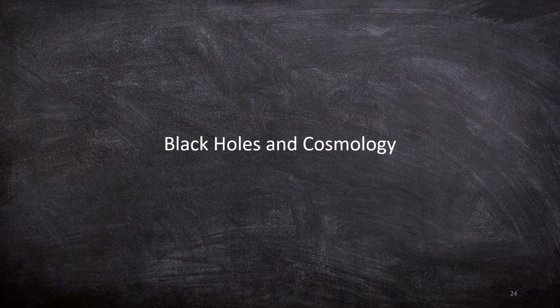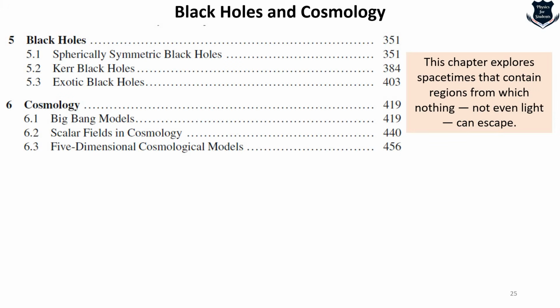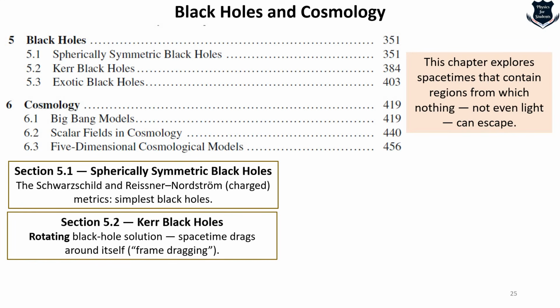Then the book comes into the general part, black holes and cosmology. This is the content of the book. So here we learn first about Schwarzschild spherically symmetric black holes. Then we go to the Kerr black holes. As I told you, you can see Kerr black holes on page number 384, because it includes space-time dragging, rotation, etc.